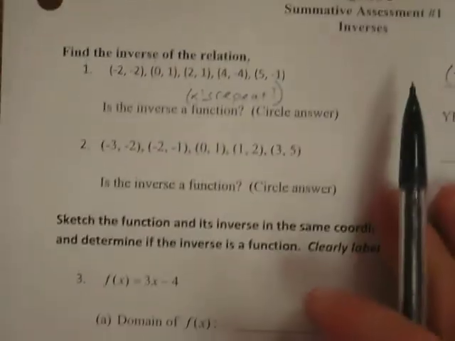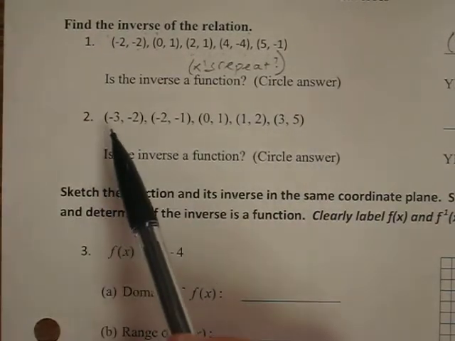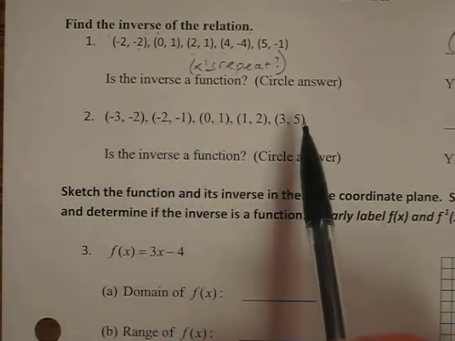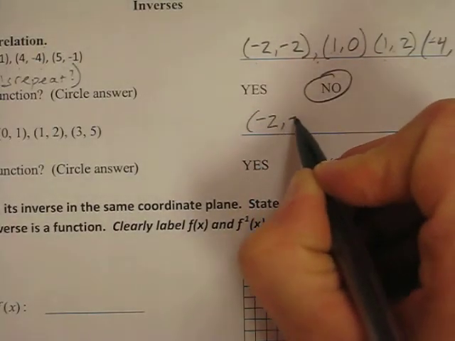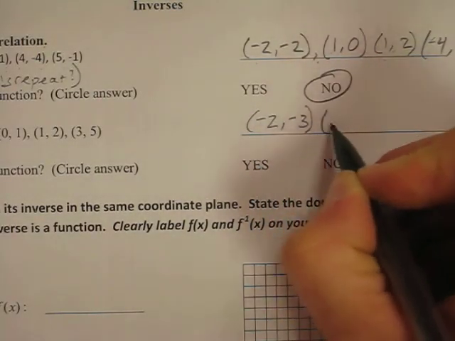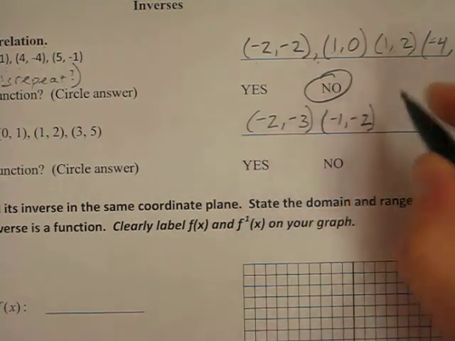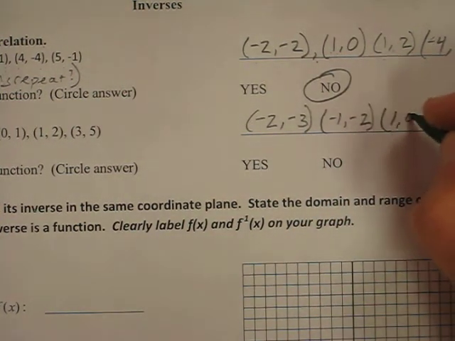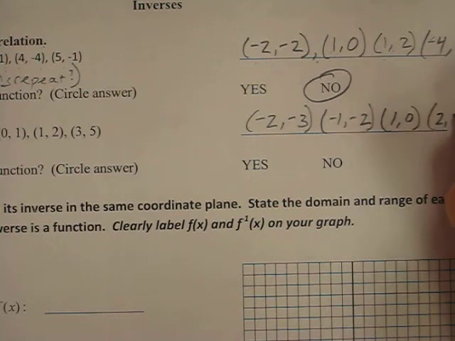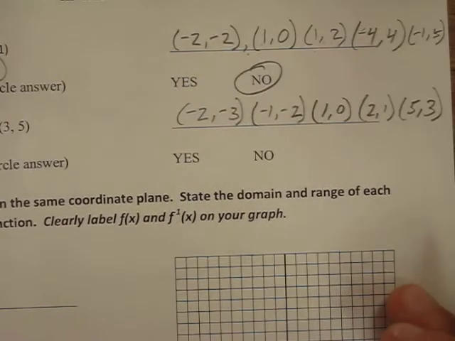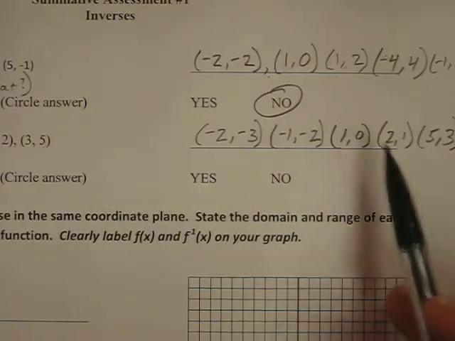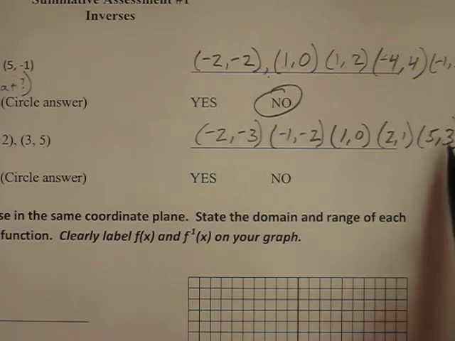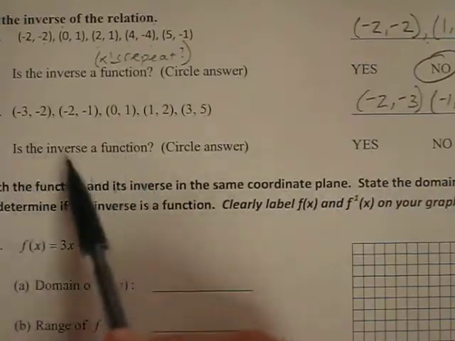If you look on this one, try this one, negative 3, negative 2, all these points, and you're just going to switch them. So the inverse would be negative 2, negative 3, negative 1, negative 2, 1, 0, 2, 1, and 5, 3. So that's what we have because we just take, if you look at this, 3, 5 became 5, 3. Now, is the inverse a function?